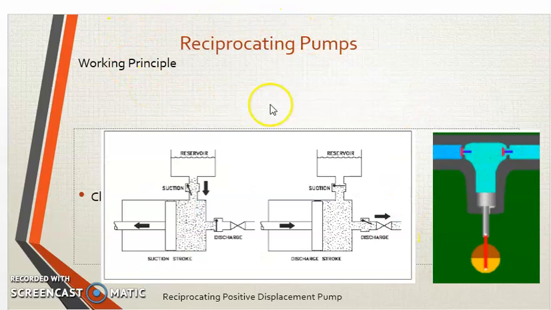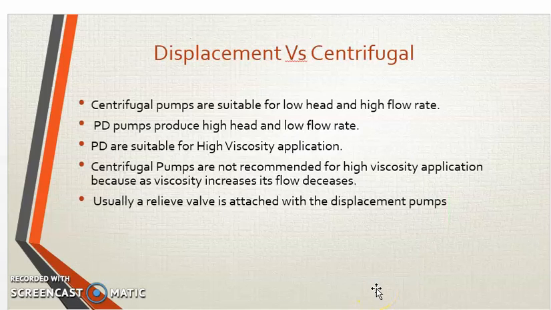Now see reciprocating pumps. The working principle is the same as I described in the previous slide. This is the reservoir, this is the suction. When the liquid comes inside, this piston goes outside, and on the second stroke, you can see this piston moves inside and discharges the fluid out of the cylinder. This is how the reciprocating positive displacement pumps work.